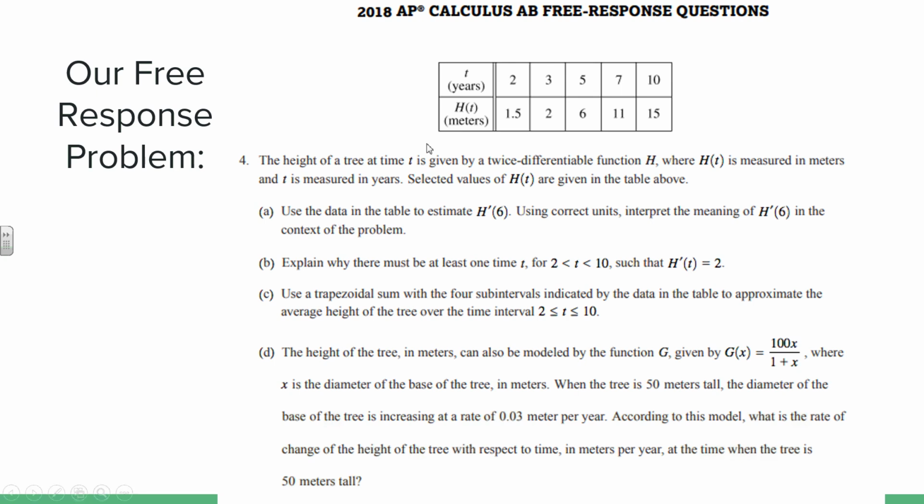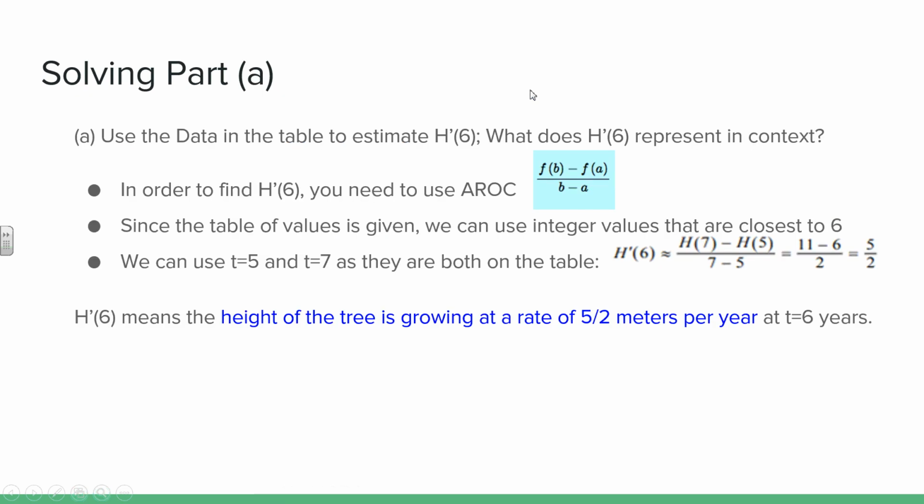So hopefully if you're watching this video, you've already tried the problem, but just to remind you, there is a function that's given called h, and it represents the height of a tree over time. Later on, they're going to define another function g, which also represents the height of the tree. But this one is defined by the diameter versus this one is defined by time. So in part A, it asks you to estimate h prime of 6.